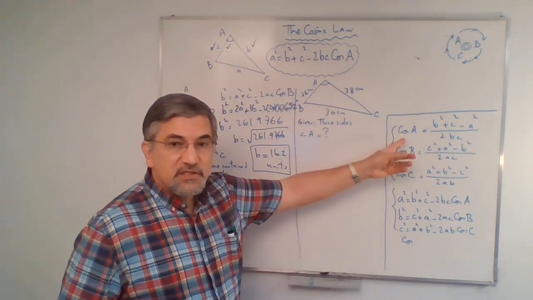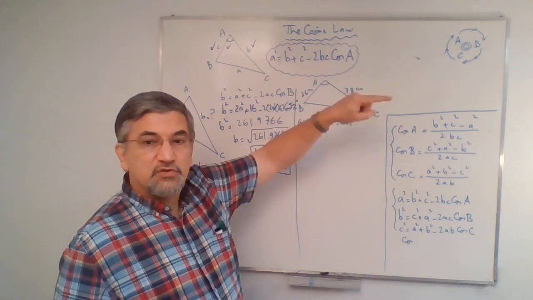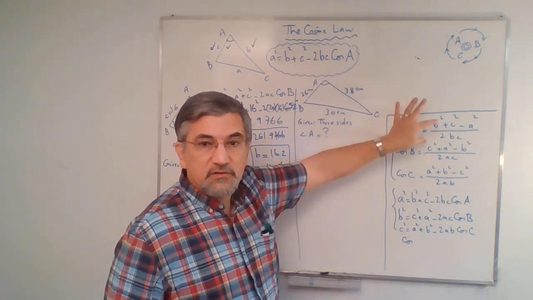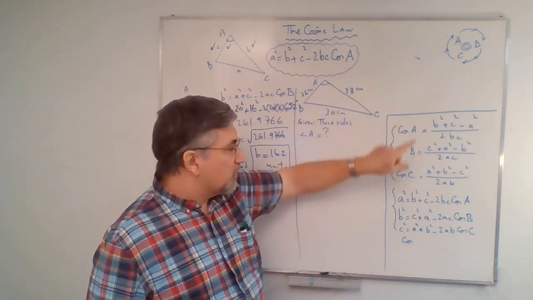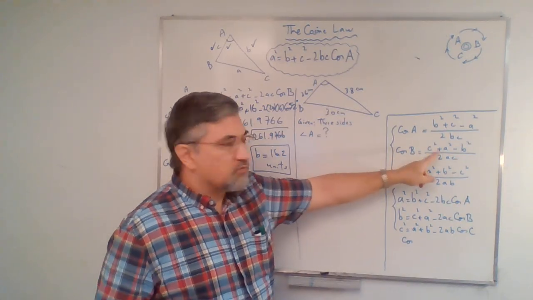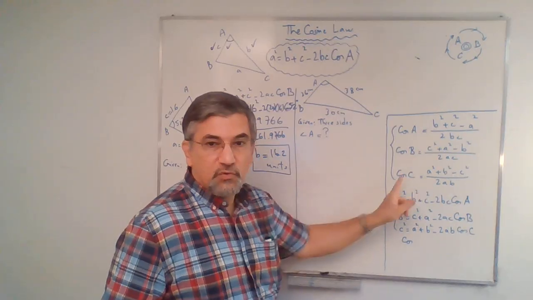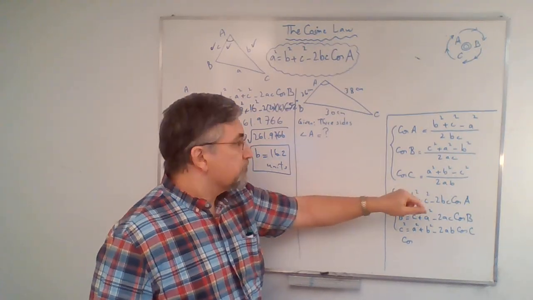And as I said again, using the magic circle, you can switch the letters A to B, B to C, and tailor this form of the cosine law to your need. If you are looking for angle B, you can use cos of B equals this formula. If you're looking for angle C, you can use this formula, cos of C equals that fraction.